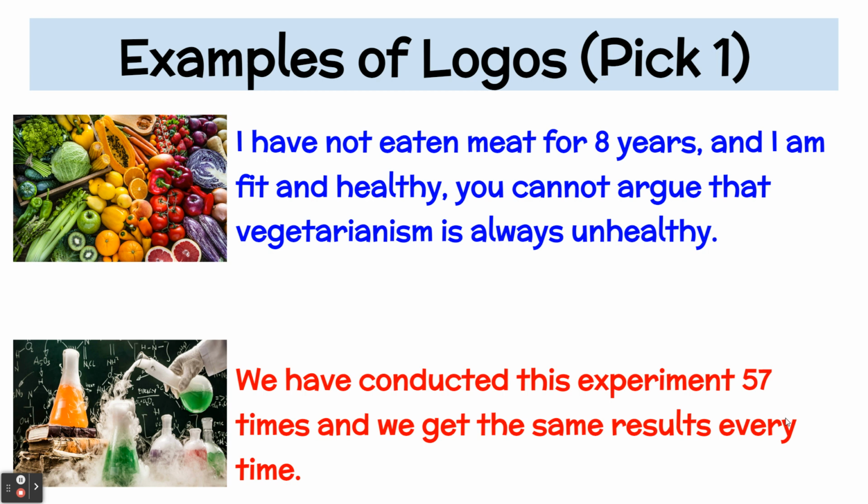Down below, we have a reference to science. It says, we have conducted this experiment 57 times, and we get the same result every time. Again, using the number 57 and the word every shows that this experiment, the proof that they're getting, is true.